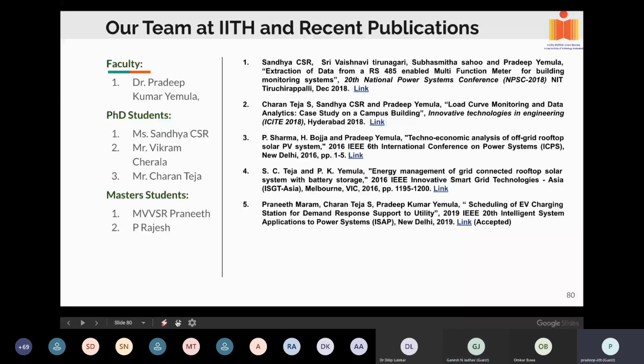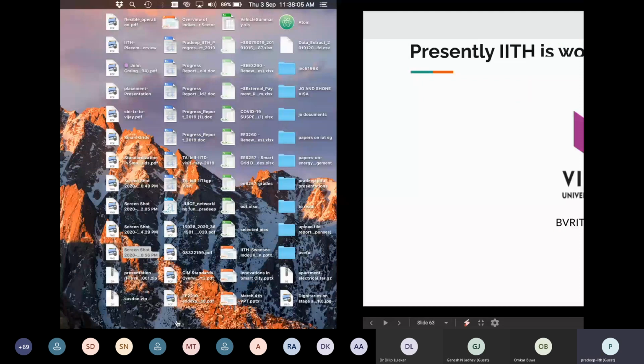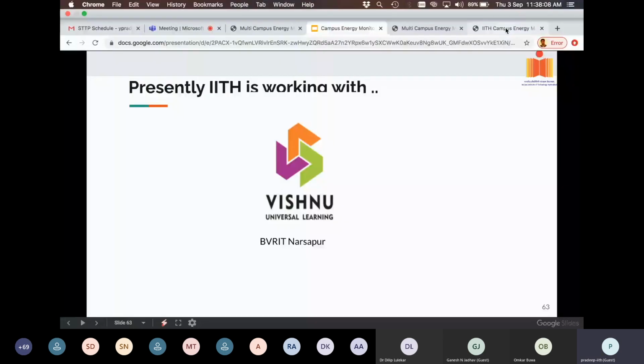And any issues you are facing in general? Yes, in general, we are facing an unbalancing issue for the entire campus. Unbalancing issue. I can show you one example. Because we are able to get the data across different phases, we can do this unbalance study also. So I'll show you.